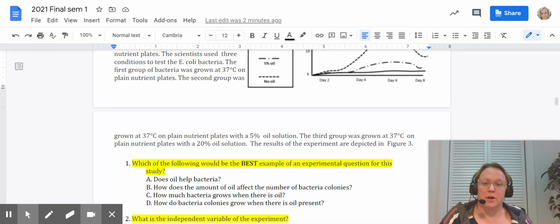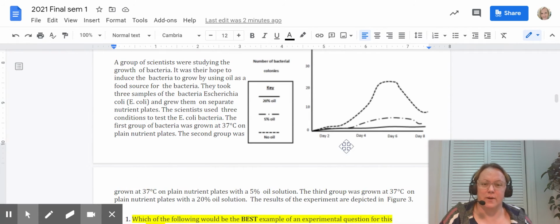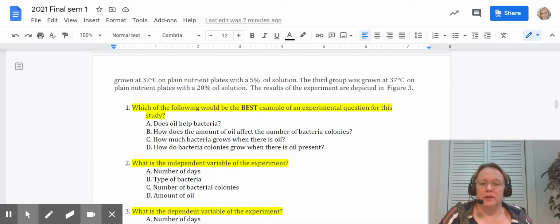The results of the experiment are depicted here in Figure 3. That Figure 3 is this graph right there. Number 1, which of the following would be the best example of an experimental question for this study? A, does oil help bacteria? B, how does the amount of oil affect the number of bacteria colonies? C, how much bacteria grows when there is oil? D, how do bacteria colonies grow when there is oil present?